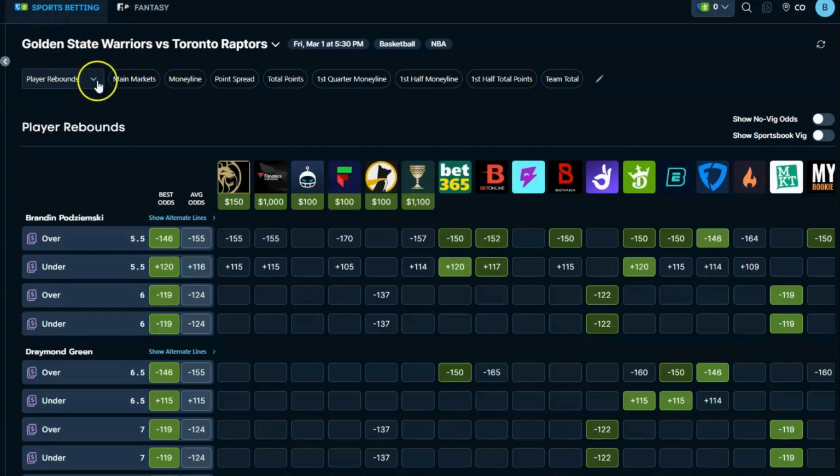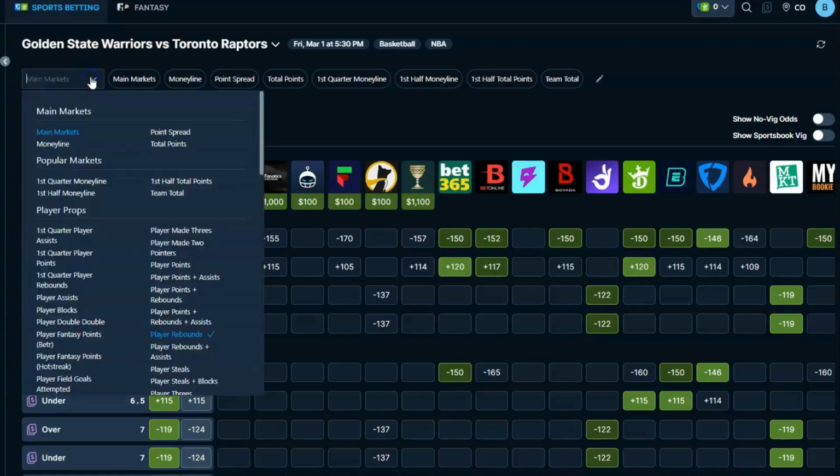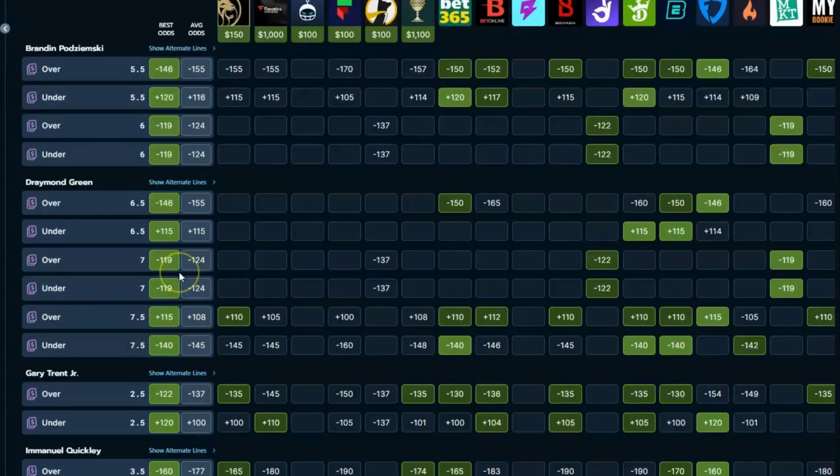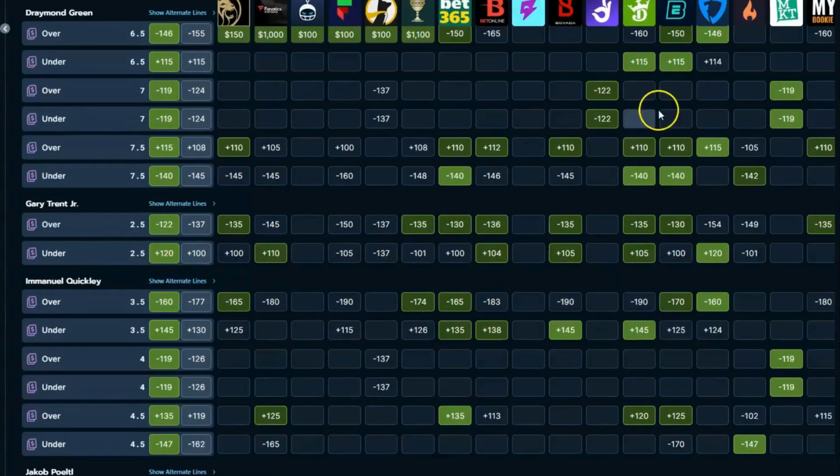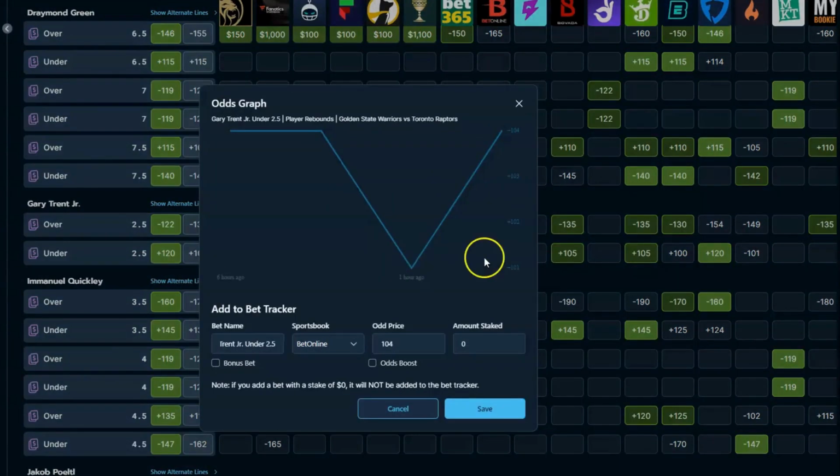All right, this next play I like because it's a best price, but let me show you what we have. We have Warriors, Raptors, player rebounds. Here's the player rebounds market. Again, this is a drop down with all of them. Scrolling down, we're looking at Gary Trent at plus 120 here at FanDuel. So here's FanDuel, plus 120. Best odds, best price.